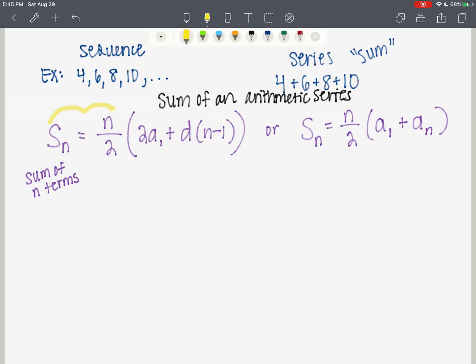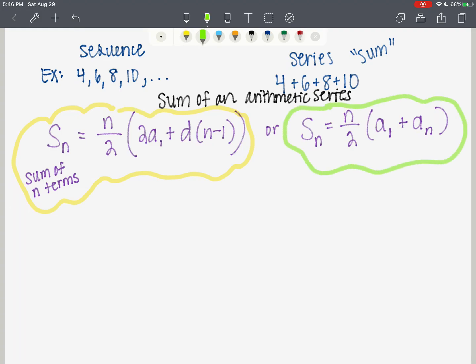So that's such an important formula. I'm going to bubble it, and I'm going to bubble this one because either one will work. It's definitely either or. In fact, the one on the left comes from the one on the right. And I'm just going to show you where that comes from.